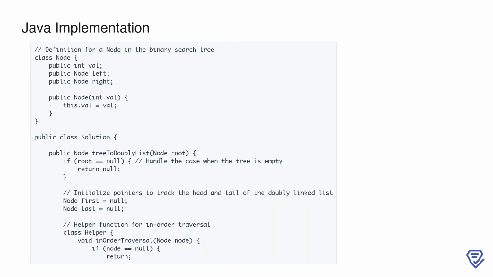To solve the problem of converting a binary search tree into a sorted doubly linked list, we start by defining the structure of a node.